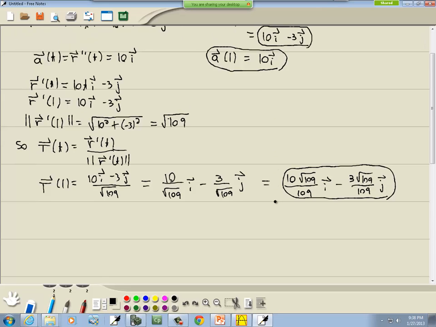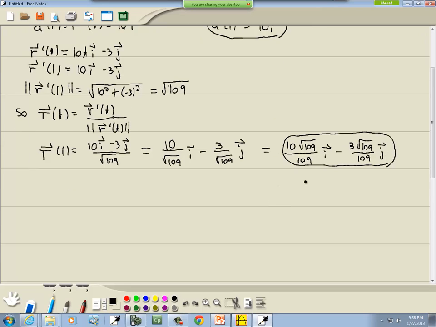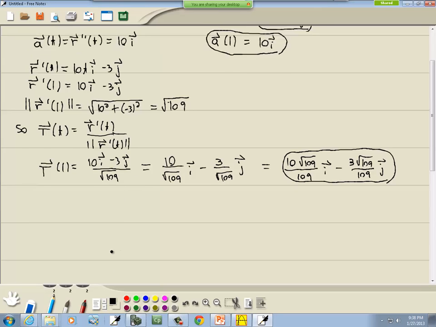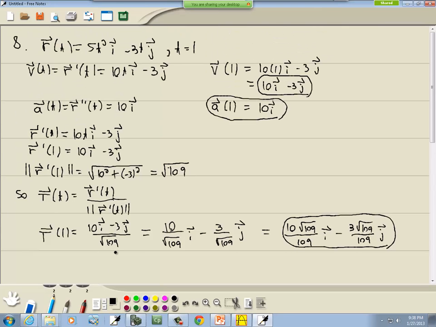Now we're going to use, again, a relationship between the tangent vector and the normal vector to very quickly come up with that. Well, let's see where our point is. If I put 1 in for t, I get 1 squared, 5 times 1 is 5. If I put 1 here, I get negative 3. So the point we're looking at is 5, negative 3.